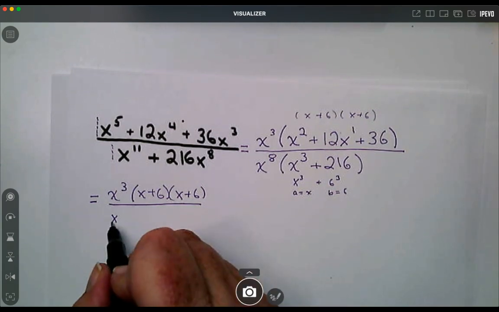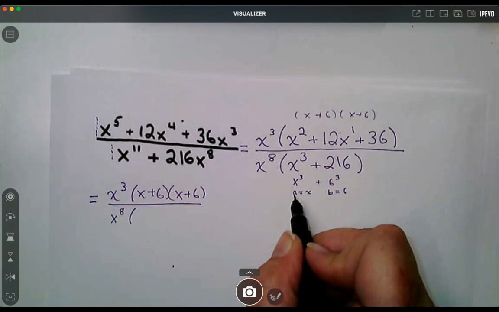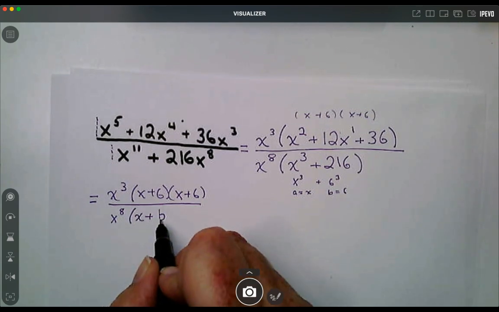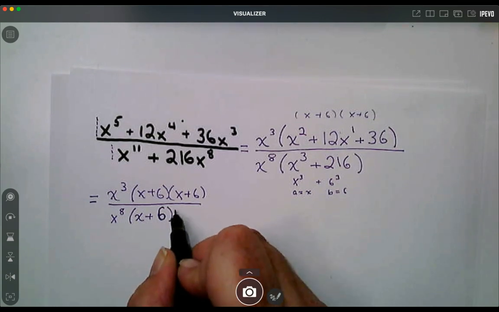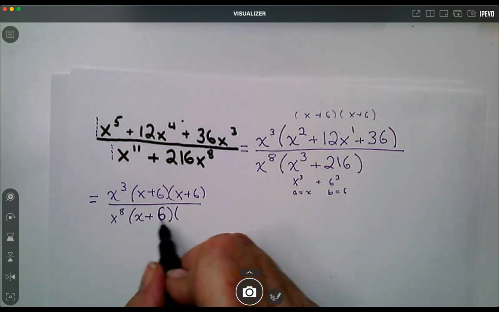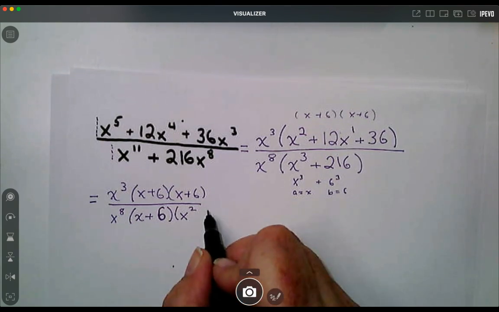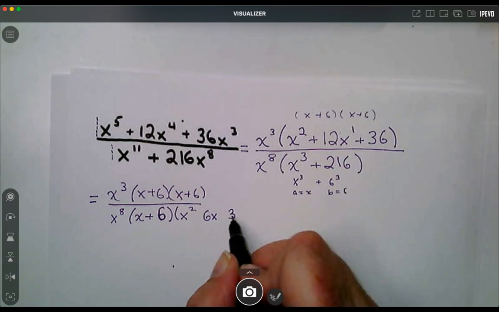So let's do our formula. Your formula is a plus b. I can't believe I just wrote a b there. I'm going to make it into a 6. And then it's a squared. And then ab, 6x. I'm going to use SOAP in a minute. And then b squared, 36.